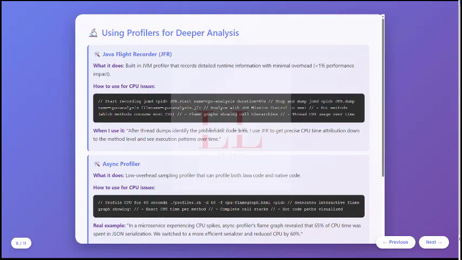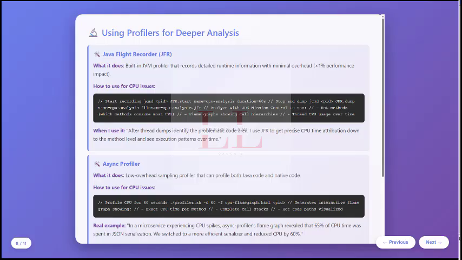The command is very simple: just run profiler.sh -d 60 -f cpu-flamegraph.html followed by the process ID. This will generate an interactive flame graph that shows exact CPU time per method, the complete call stacks, and hot code paths visualized. In a real example, in a microservice experiencing CPU spikes, the Async Profiler's flame graph revealed that 65% of CPU time was spent in JSON serialization. So we switched to a more efficient serializer and reduced CPU by 60%. The flame graph made this obvious in seconds.